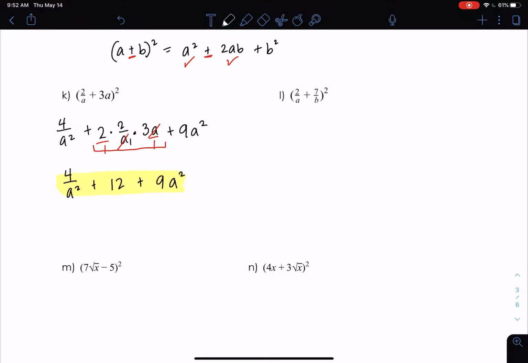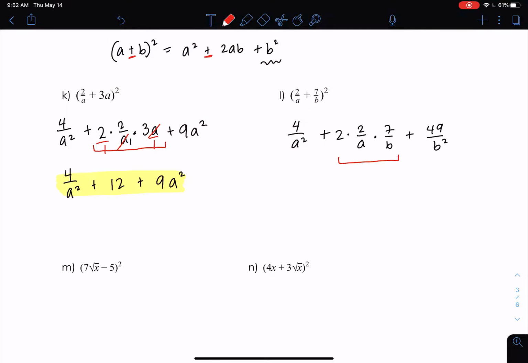Okay, let's do the same for L. So remember, we're going to want to write out our 2ab. Let's get started. Squaring the first term, 2 over a squared is 4 over a squared. Next, we're going to write plus 2 times a times b. And now we're going to square the last term. So plus 7 over b times itself. 7 over b times 7 over b is 49 over b squared.